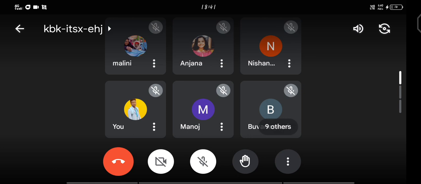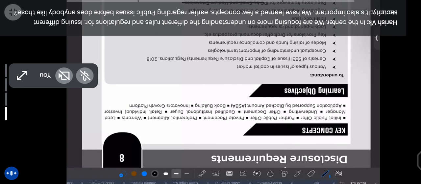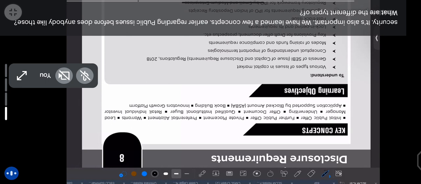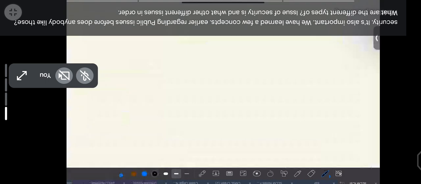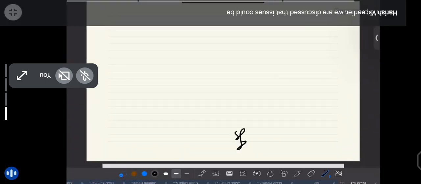Earlier we had discussed public issues before. Does anybody recollect those? What are the different types of issue of securities and what are the different issues involved? Earlier we had discussed that issues could be of four types.